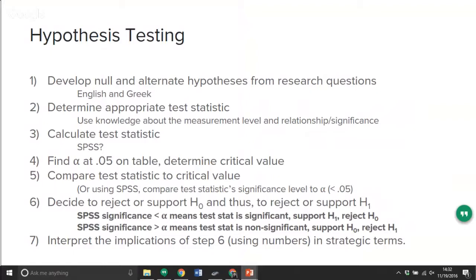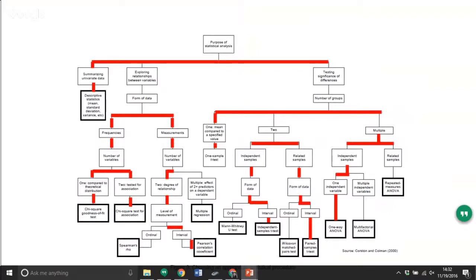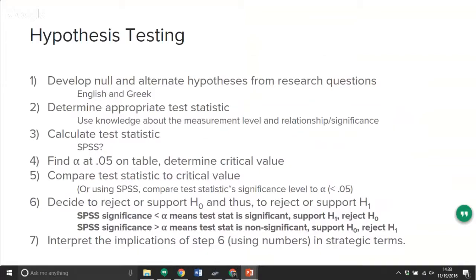So once we determine the appropriate test statistic, and I'm just going to bounce forward to a slide over here. Okay, here's one tree that may help you determine which test statistic to use when. And I've highlighted in red some of the statistics that we will be covering in this class. So obviously we're not covering all of the statistics, but we're using a good portion of them. And if you use this tree, it should be helpful to you to be able to determine which test statistic you need to run. So how do you calculate the test statistic?